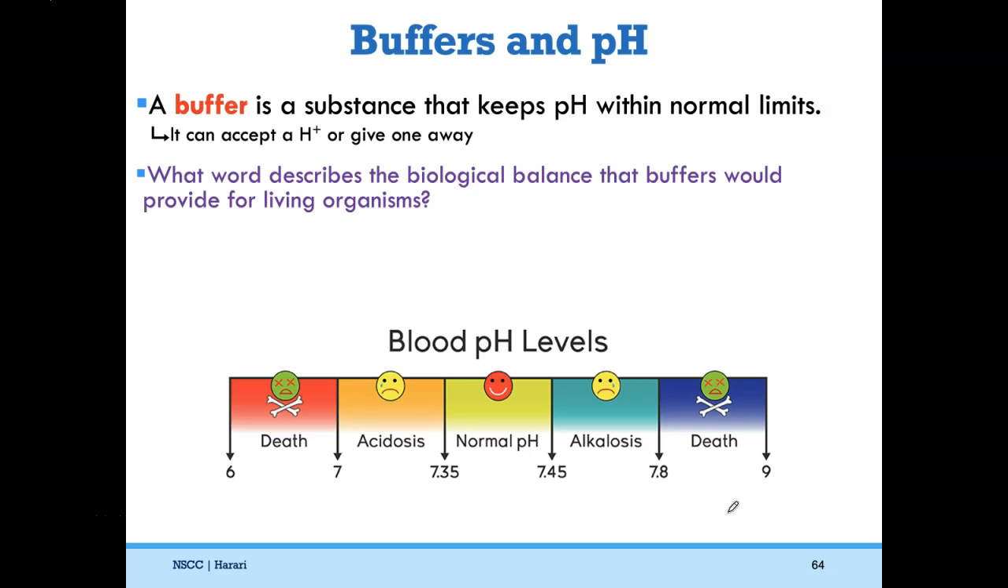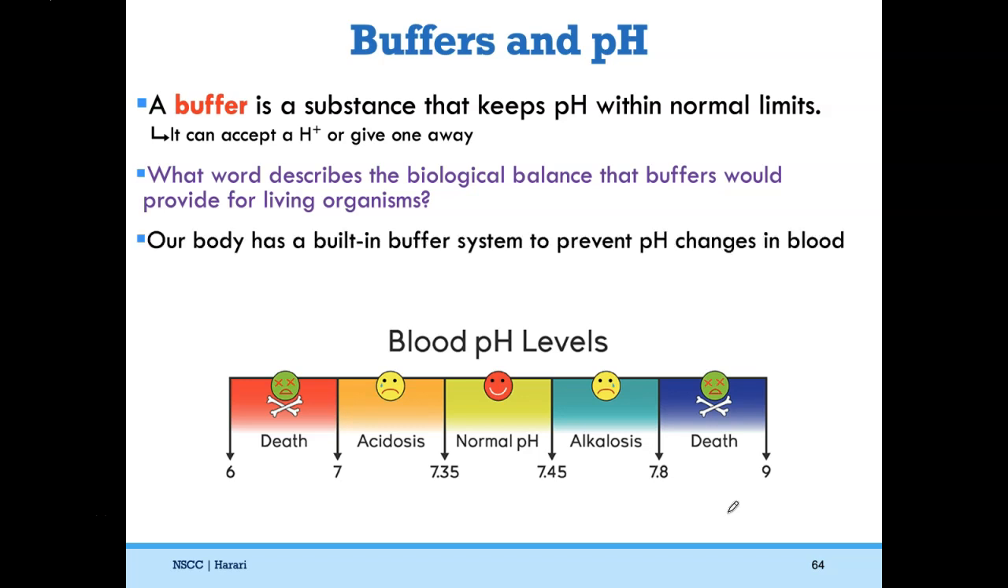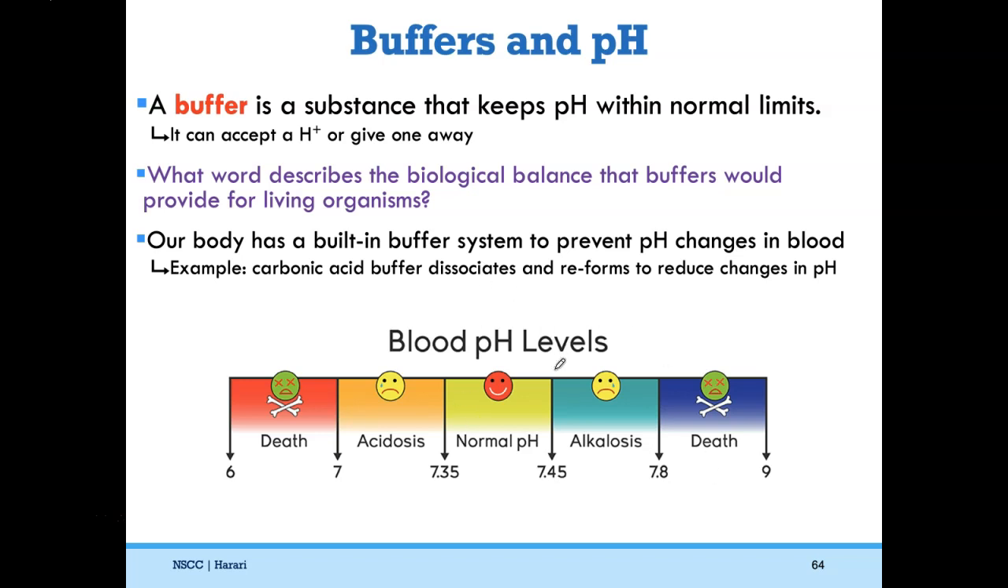And we have buffers in our blood that can either take an H plus if there's too much H plus in our blood, or donate an H plus if we need more in our blood. So we have a built-in buffer system called the bicarbonate buffer system that helps prevent pH changes in blood. And carbonic acid can dissociate and or reform to help reduce drastic changes in pH as we metabolize things.